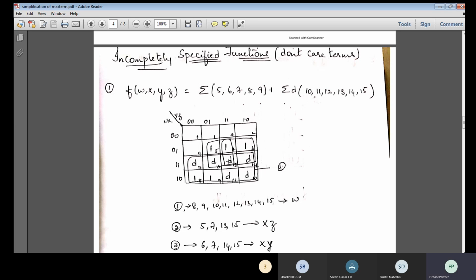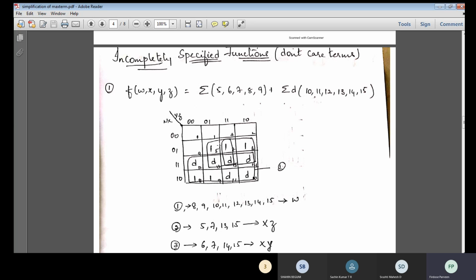So when it is one group, what will you be getting? You'll be getting W here. You can see the corresponding row, it is W. As it is covering all the columns, I'll not be getting any variable over there. So it is only W. So 8, 9, 10, 11, 12, 13, 14, 15 is W.